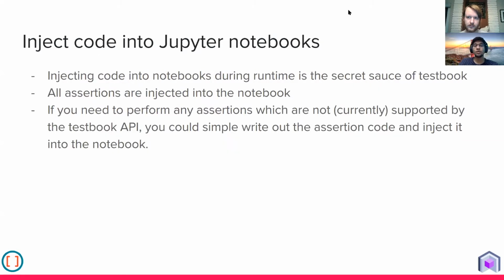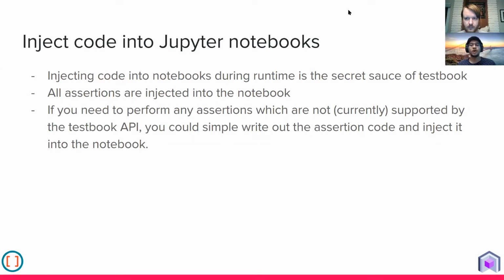Injecting code into Jupyter Notebooks. This is sort of the secret sauce of how everything in testbook works. Everything that I just showed you earlier uses the inject function that we've implemented. Basically, all assertions are injected into the notebook, which Matt will be talking about in a couple of minutes. So how all code is injected, and then the results are pulled back out of the Jupyter kernel process.